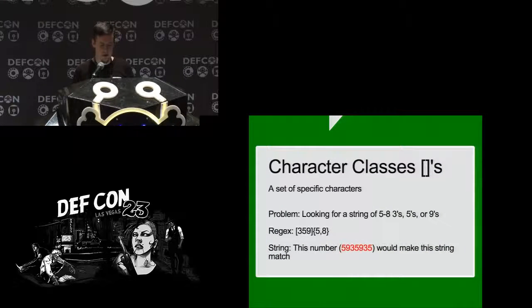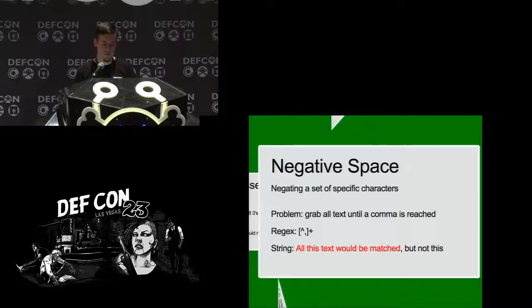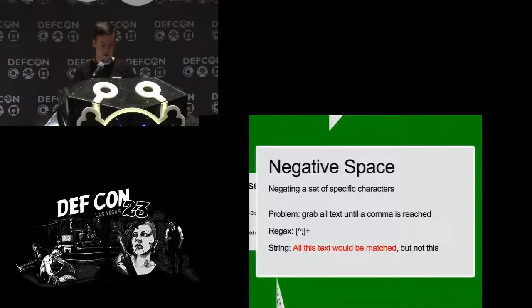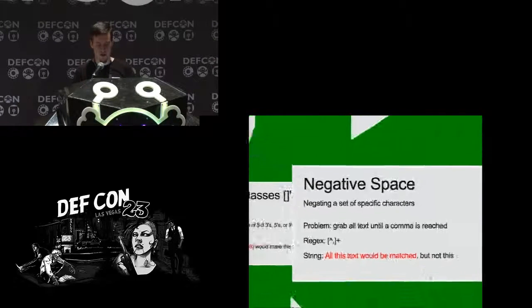So there's also character classes, so you can group a certain kind of character. Like I'm looking for 3 5s and 9s in my string, and I want to find 5 to 8 of those kinds of characters. So because of that, a string like that could match. There's also negative space. You can set up a character class that is negated. So this little caret is the negation. And this is the class that we're negating, the comma. So what this really means is 1 or more not commas, like 1 or more characters that is not a comma. So this string down here in red, this is the part of it that matches until we hit the comma.